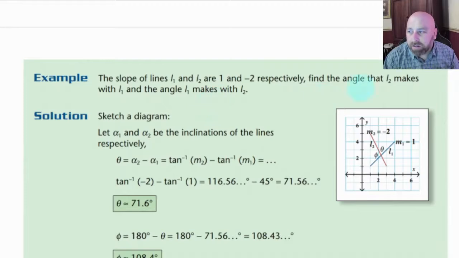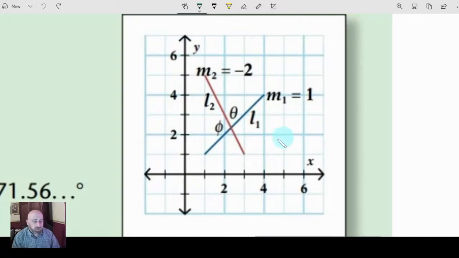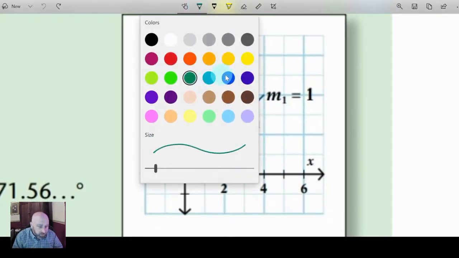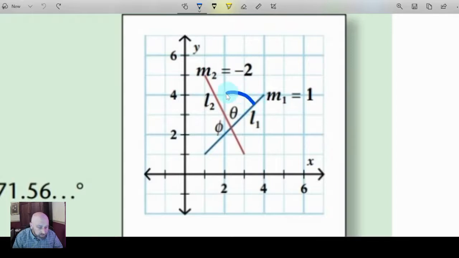So let's go back and continue looking through this. Now we need to find the angle that line 2 makes with line 1 and the angle that line 1 makes with line 2. What I've done here, you can see I've blown this up so you can look at it a little bit closer. They've drawn a diagram. You don't necessarily have to have the diagram, but I think it will help you. So here's line 1. They want you to do this rotation right here. Let me rotate that in, this is the blue one. So we're going from there to there. This is our theta, okay?